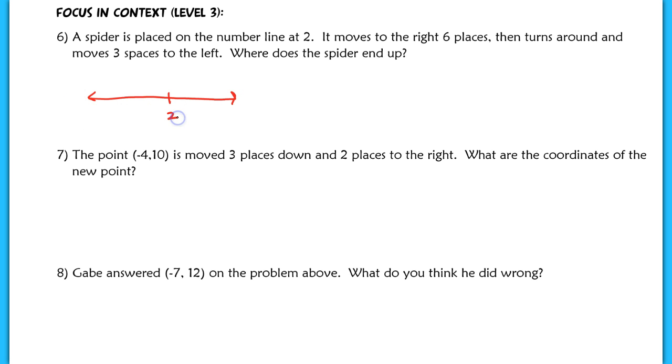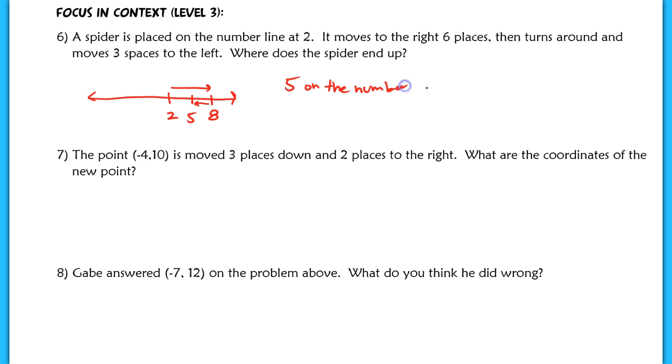We're starting at 2. Okay, he moves 6 to the right. So if you move 6 to the right, you're going to be at the point 8. If he turns around though and he moves 3 spaces to the left, now he's going to be in between 2 and 8, and he's going to be at the point 5. 3 spaces to the left of 8 would give me the point 5. So the spider ends up at 5 on the number line.